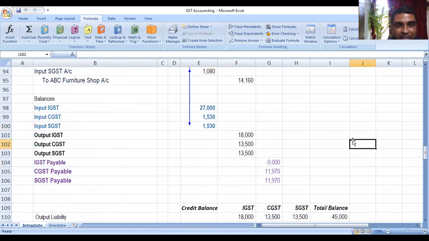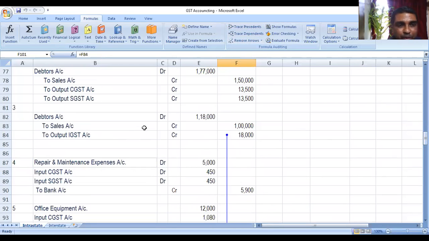Okay, and what is the output liability? IGST liability is 18,000. See it, 18,000. For sales made, 18,000 is the IGST liability.